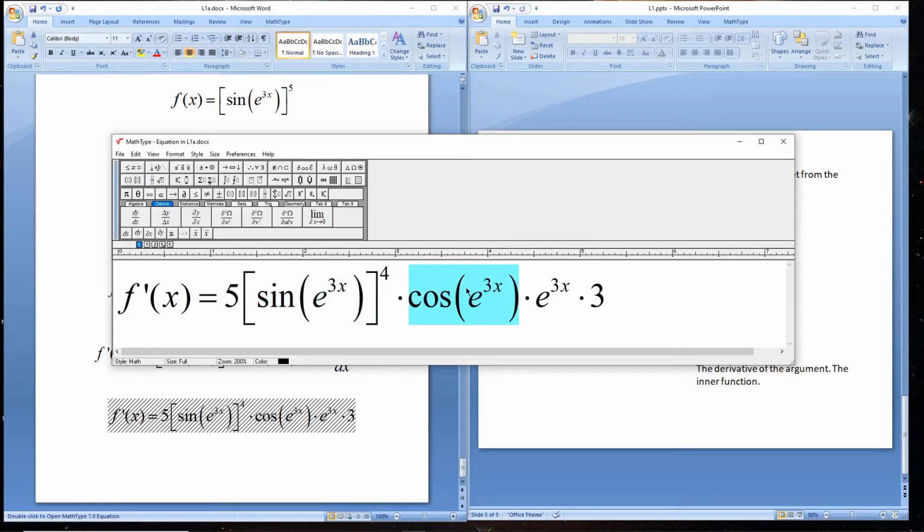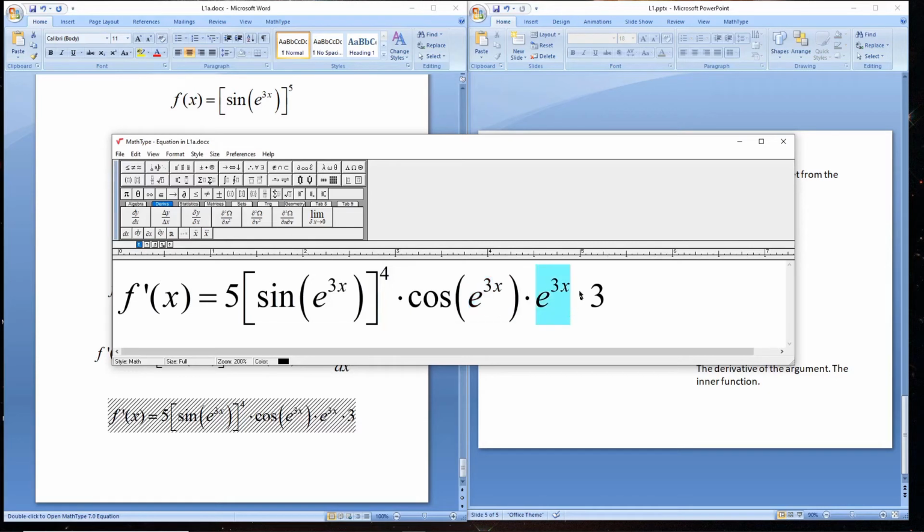And so that was one chain rule. Going from sine to cosine is one chain rule. And then we had to take the derivative of this inner function, I should say here. And the derivative of e to 3x, that's a straight up derivative. The derivative of e is itself. And so this e to 3x popped out from this one. That was our second chain rule.